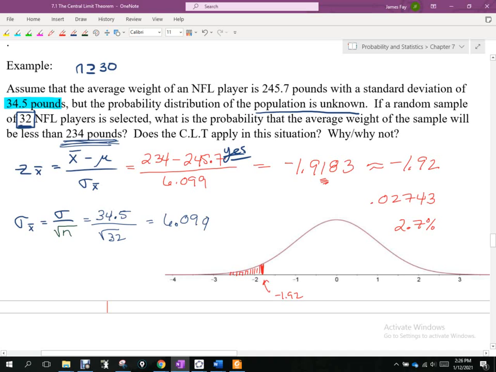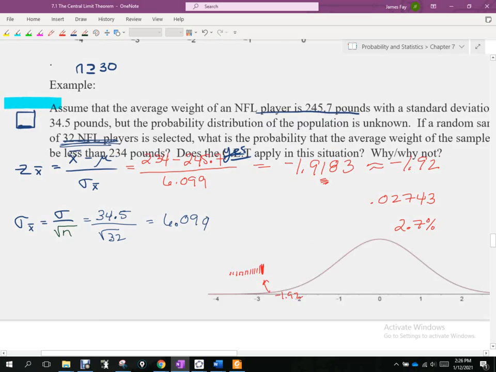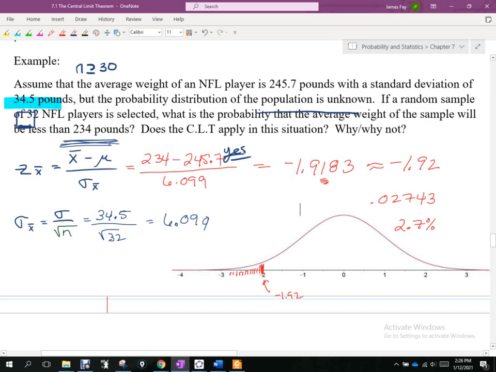Obviously, the technology is going to be much more accurate than those tables. Okay. Because with the tables, we can only put in negative 1.92. With technology, we can actually put this in and put even more decimal places in than are needed. But that's what we get, approximately 2.7% chance that that's going to occur.